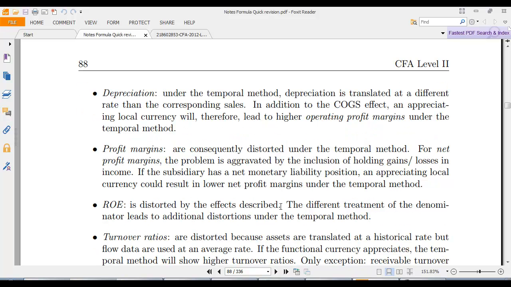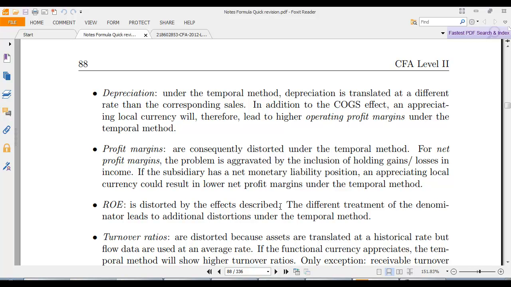So in the temporal method, if the currency depreciates or gets weaker, you have a COGS effect. For example, if the rupee was 60 when you bought it and the rupee became 70 when you sold it, a higher operating margin will be seen just due to the currency effect. The profit margins are distorted under the temporal method.